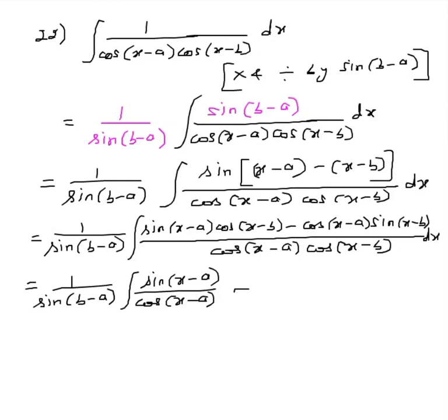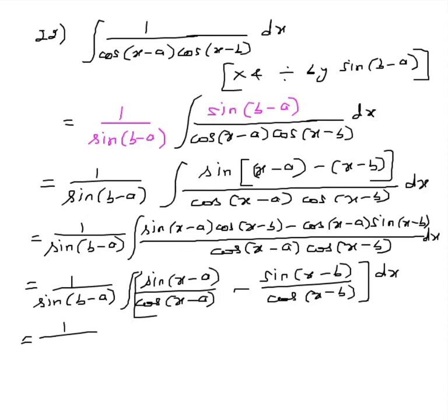In the second term, cos of x minus a is getting cancelled. And I am writing the leftover terms, which is sine of x minus b divided by cos of x minus b times dx. 1 divided by sine of b minus a, and this is tan of x minus a, and that is tan of x minus b dx. We know integral of tan.